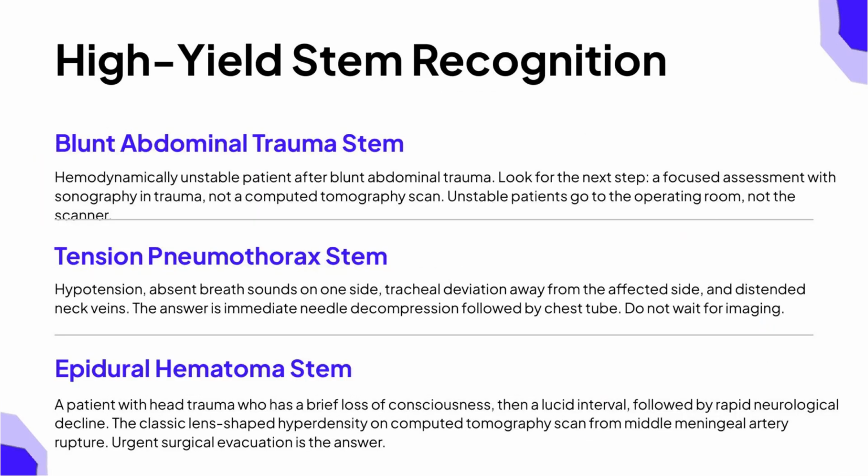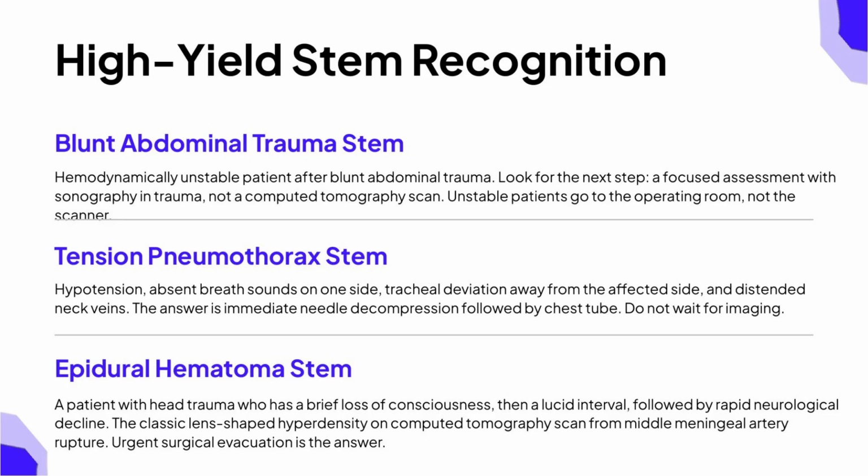Let us walk through the 3 most important trauma stem patterns you will see on your exam. First, blunt abdominal trauma in an unstable patient. Look for hypertension, tachycardia, and abdominal distension or tenderness. The key is hemodynamic status. If unstable, the next step is a focused assessment with sonography, not a computed tomography scan. If the sonography is positive and the patient is still unstable, go straight to the operating room.